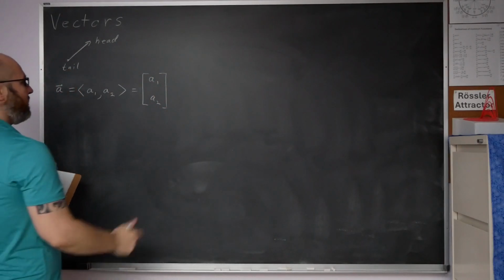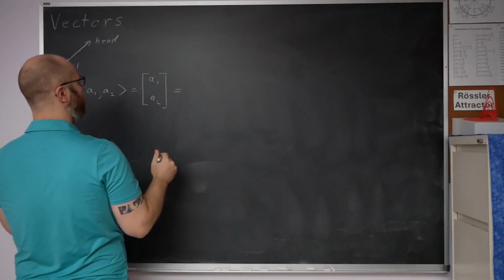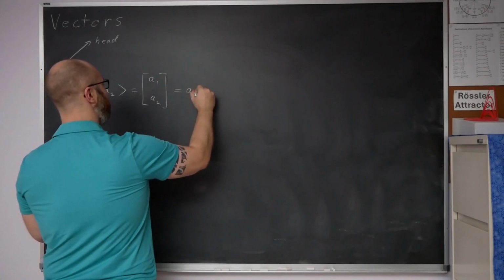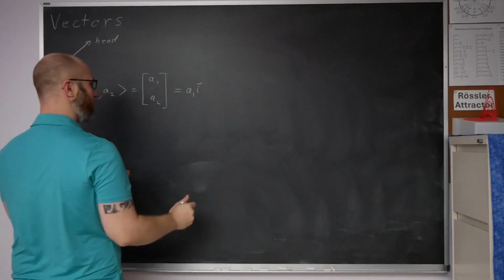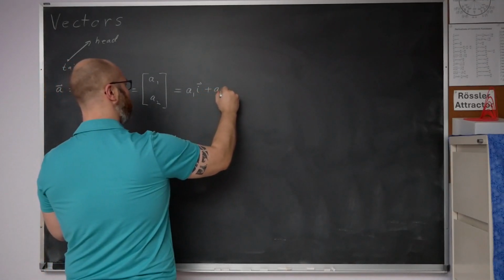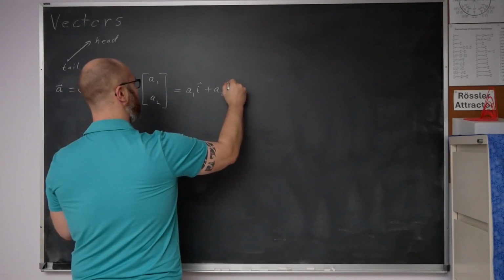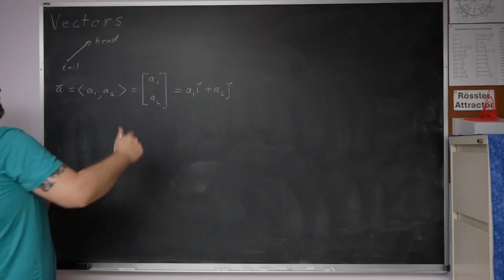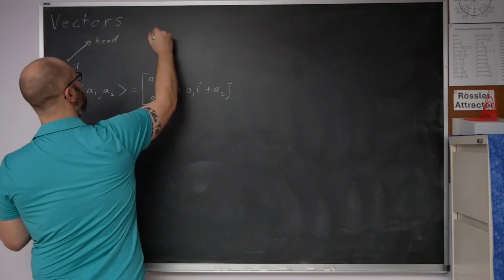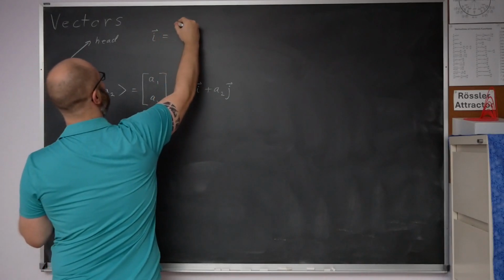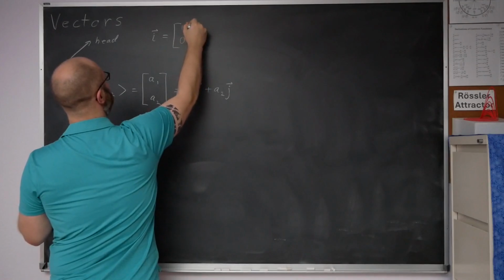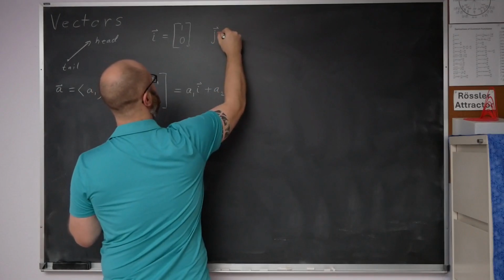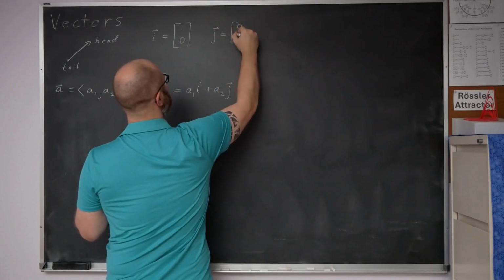Yet another way to write that is with these things i and j. So you will have A1 times vector i plus A2 times vector j. And those i and j, they're little vectors, and they have their own meaning. So the i vector is (1, 0), and the j vector is (0, 1).